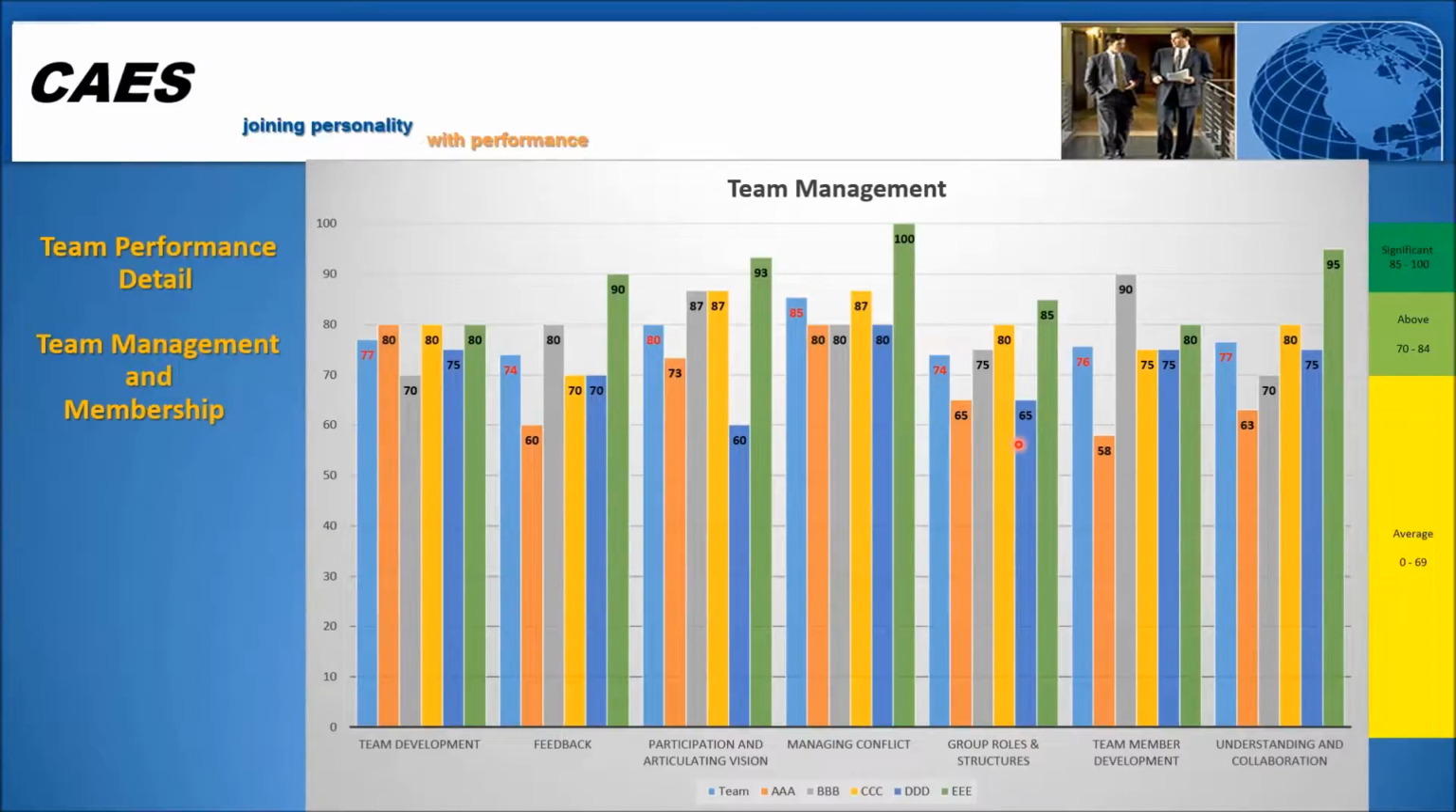Understanding group roles and structures. So what's my function in the team? What should other people's functions be in the team? Understanding that, our three members here seem very strong, but again, A and D may need some help in understanding their role in the team and what other people are doing, and the importance of identifying that and dividing function even to a certain extent.